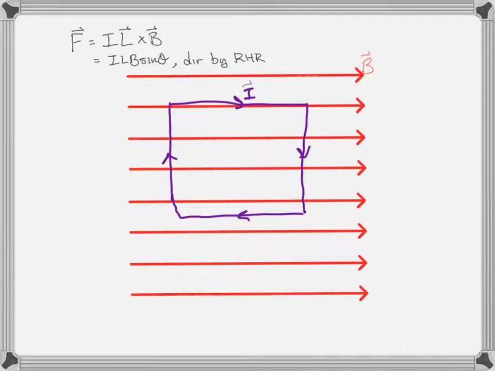The magnetic force is I L cross B. And again, I L cross B is ILB sine theta, with direction given by the right-hand rule. Okay, so let's look at each side. Let's look at the top side.